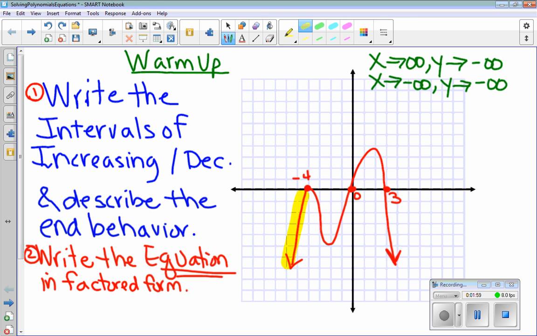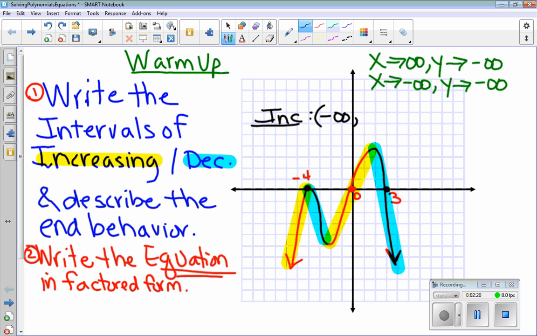Intervals of increasing and decreasing. I'm just going to highlight the places on the graph where it's increasing. And I'm going to highlight in a different color the places on the graph where it's decreasing. Notice I have 2 for each. Is that okay? Yeah. Sure. So let's start with increasing. It's going to be increasing from negative infinity to what point? Well, I've got to figure out what that point is. Wouldn't you agree? It looks like it just kisses that axis and goes back down. So that is the point negative 4, 0. So that would be from negative infinity to negative 4.